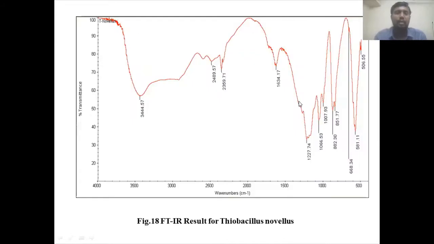This is an FTIR result which shows that Thiobacillus novellus can produce inorganic acids when it takes in food as an energy source. That inorganic acid can also produce bio-leaching, and here the inorganic acid produced by this bacteria is sulfuric acid.